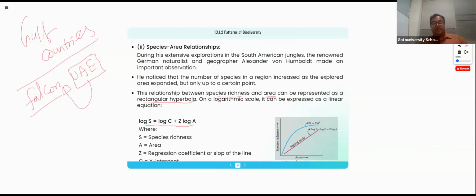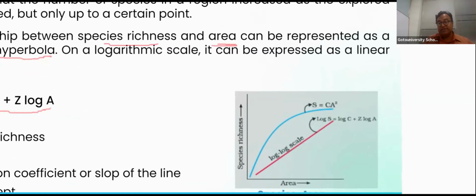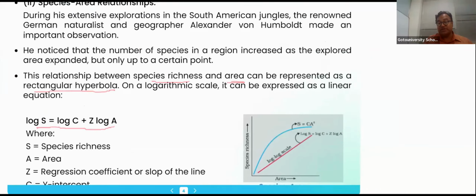Understand the message of the rectangular hyperbola, whenever we keep on saying it. So listen very, very carefully. In this particular graph, what does this line indicate? The rectangular hyperbola is blue in color. Then what does this red line, the linear line, indicate? The equation of a straight line, right?